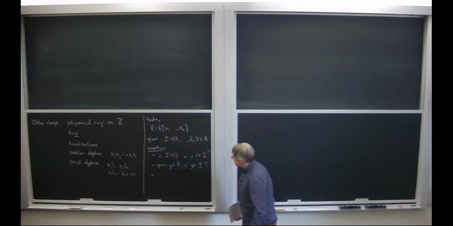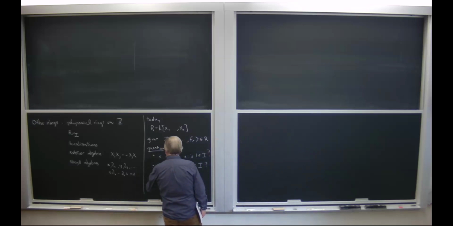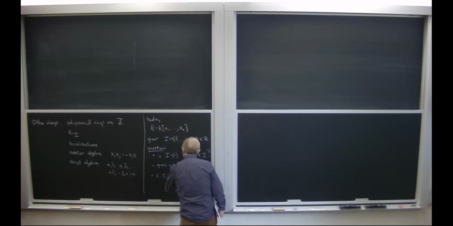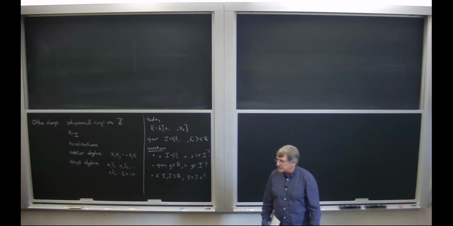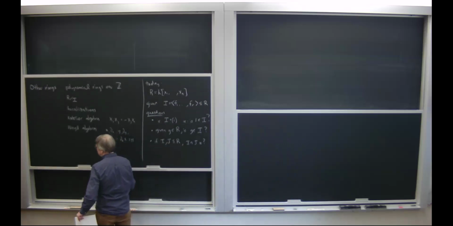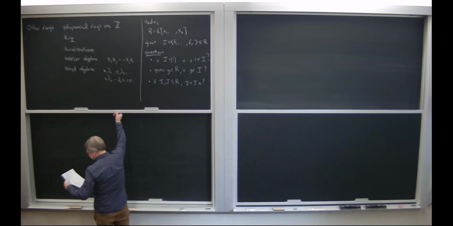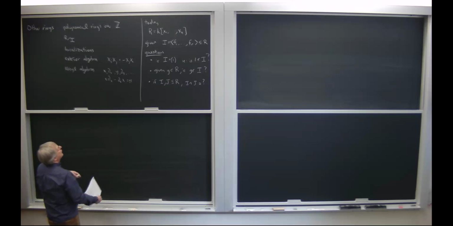What are some other questions? Well, for instance, if I and J are ideals, and we've got generators for both of them, what about I intersect J? Can we find generators for that? It's a reasonable question. Let's see, how much more of this kind of stuff do I want to do? Yeah, a little bit more, I think.